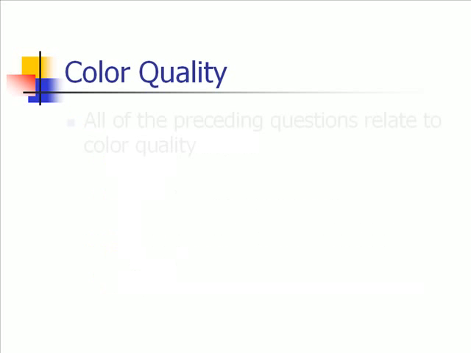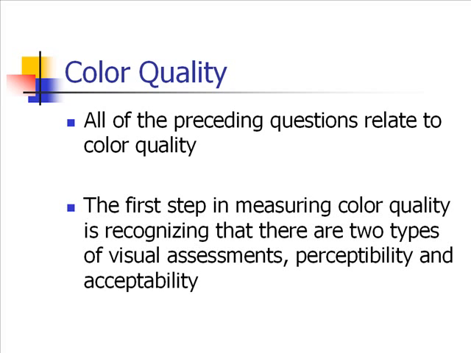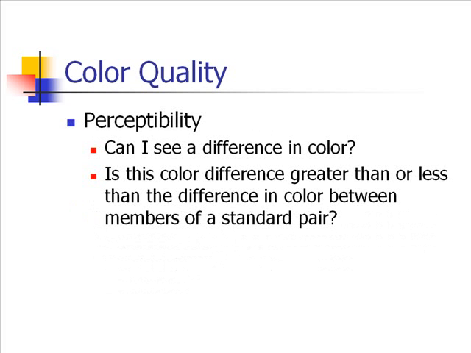So all of the preceding questions relate to color quality. The first step in measuring color quality is recognizing that there are two types of visual assessments: perceptibility and acceptability. So what we mean by perceptibility is you can actually see a color difference. Can I see a difference in the color? Yes or no? Is this color difference greater than or less than the difference in the color between members of a standard pair? You can see a color difference.